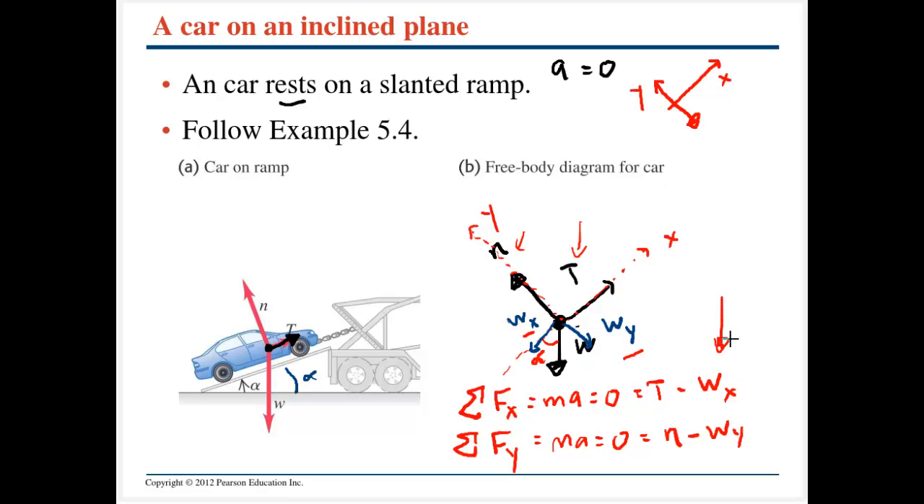We can calculate those. The weight in the x direction is going to be W times sine of the angle. Similarly, in the y direction it's going to be W cosine the angle between them. And if we're given the angle and we're given the weight, then we can solve for these two parameters right here. And I'll leave those as an exercise left to the student.